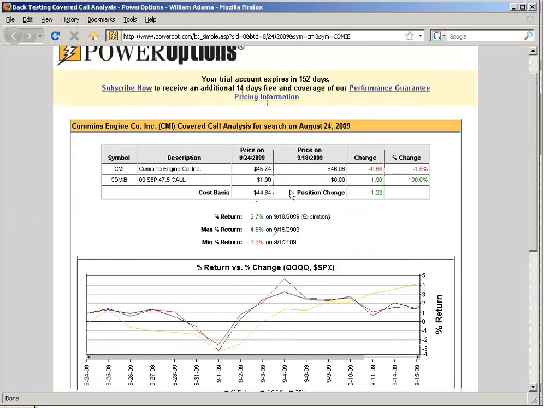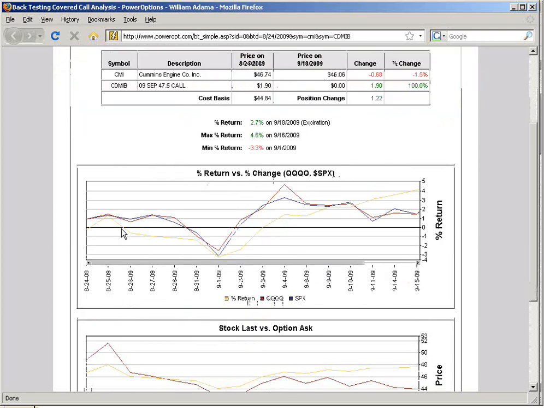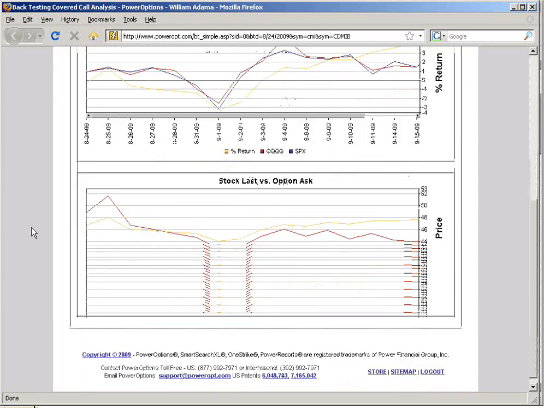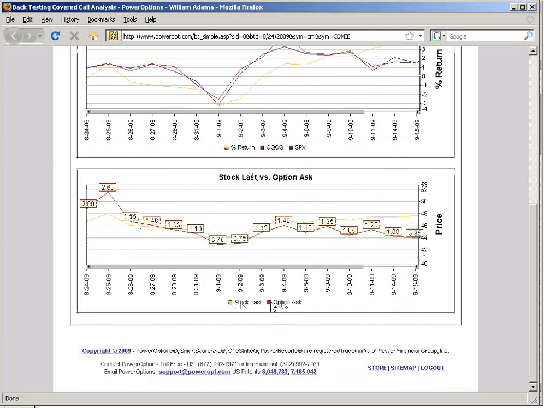Remember, let's take a look. We originally opened the stock at 46.74, and we sold the slightly out of the money 47.5 call for $1.90. On that Cummins position, on September 1st, the option price had dropped down to about 70 cents. This is the closing price, of course. If we would have bought this call back for 70 cents, we still would have kept $1.20 in premium, and maybe now we would have wanted to roll to the 45 call.